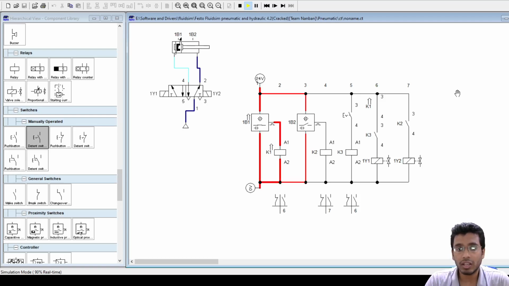Now again, in the electro-pneumatic problem, we had done the last problem for control of two cylinders. Sorry, in the pneumatic section, we had done control of the two cylinders, where we had said, first my cylinder 1A moves, then my cylinder 2A moves, and then both retract back at the same time. Just try to draw the electropneumatic circuit for the same.